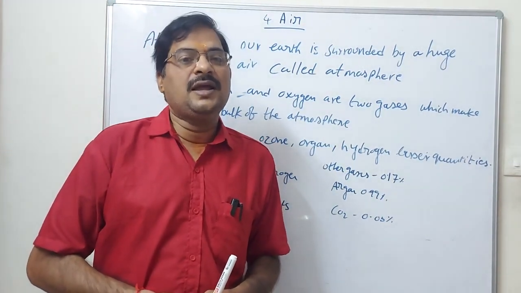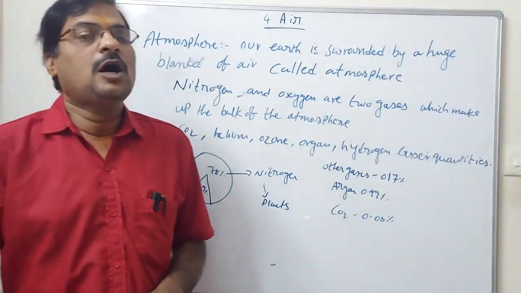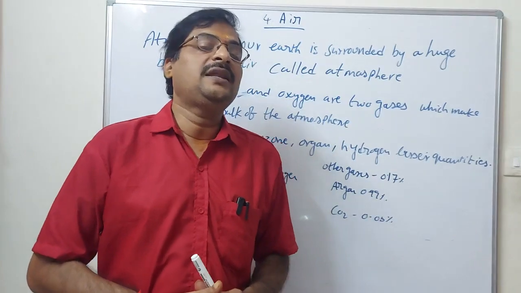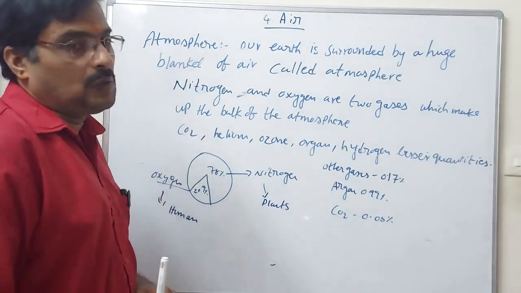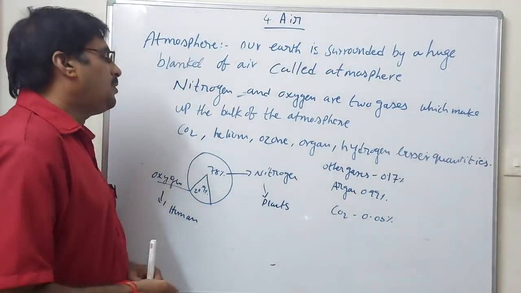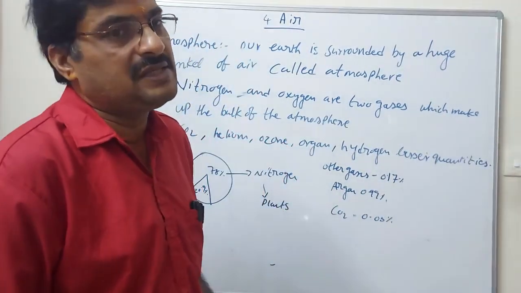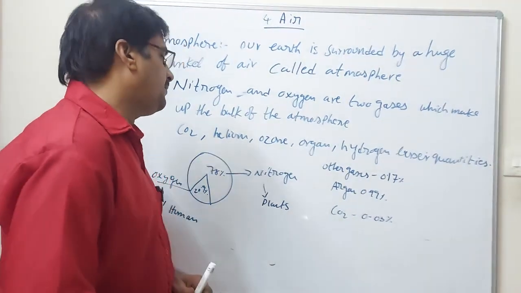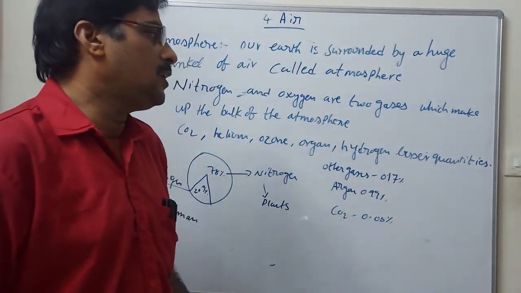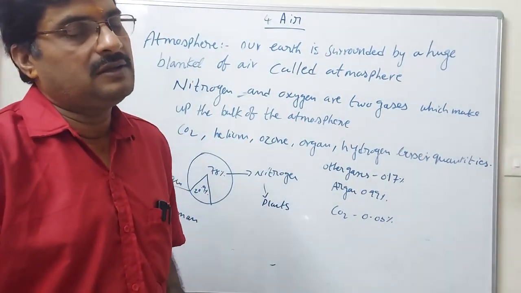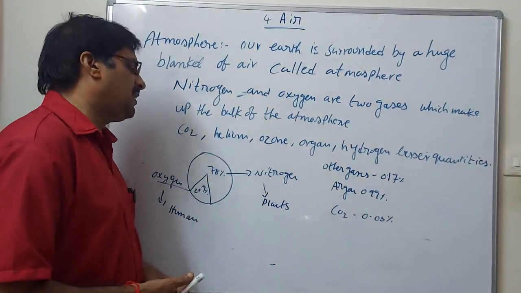So in our surroundings on the earth's surface, how much percentage of air is there on our earth? Actually, not only oxygen, we have more kinds of gases in the atmosphere: CO2, carbon dioxide, helium, ozone, argon, hydrogen, and others. But all these gases are in less quantity in the atmosphere.